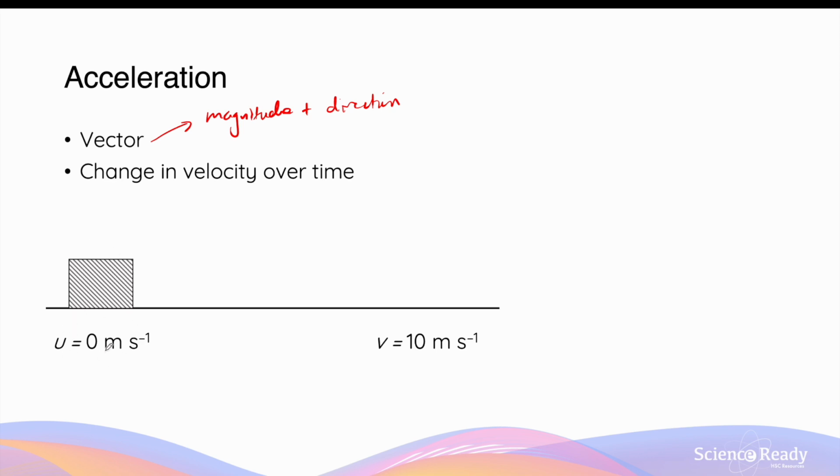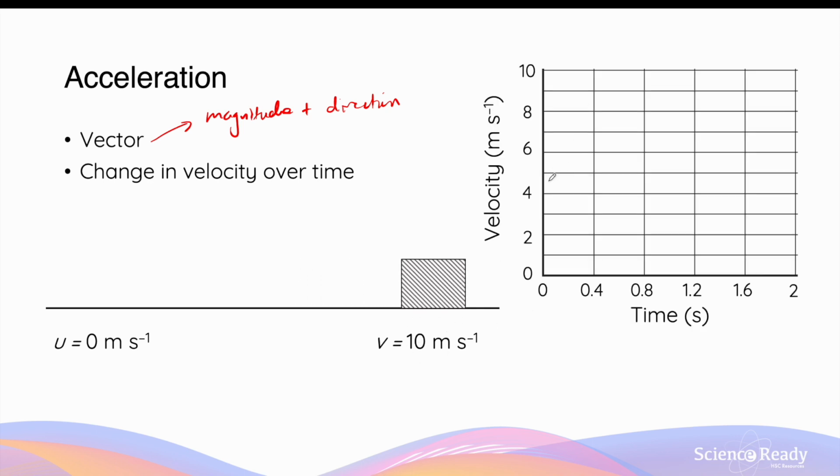Let's say we have a mass initially at rest, so its initial speed or velocity is 0 meters per second, and as it accelerates, its speed will increase over time to a final velocity or speed of 10 meters per second. We can better analyze the change in velocity of this mass on a velocity versus time graph, where the y-axis is the object's velocity and the x-axis is the time.